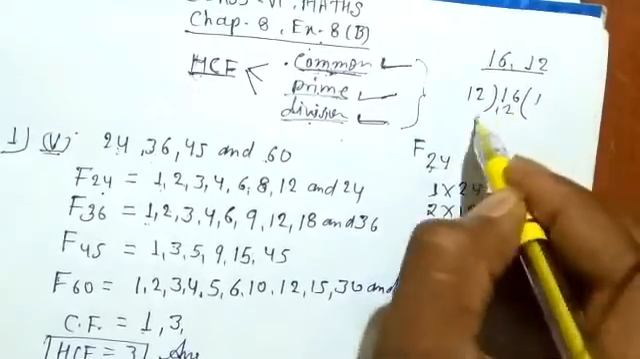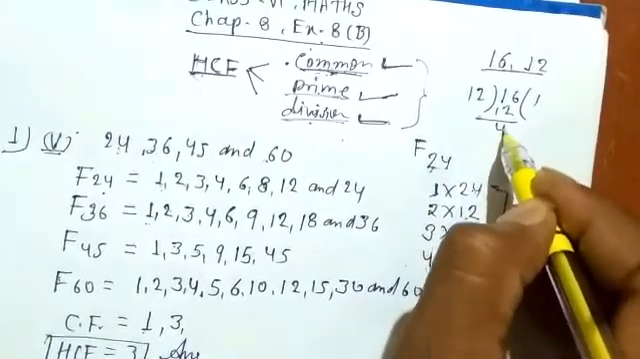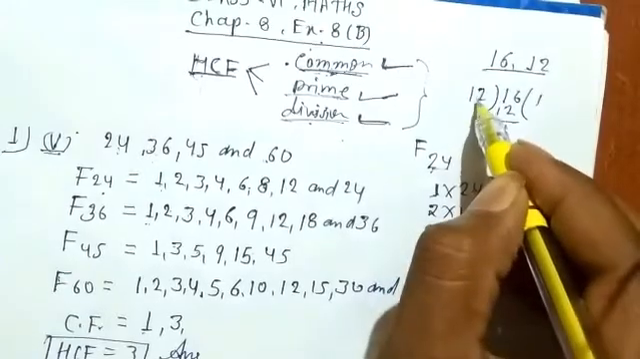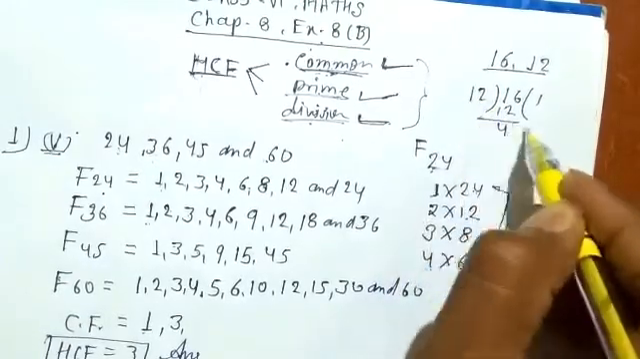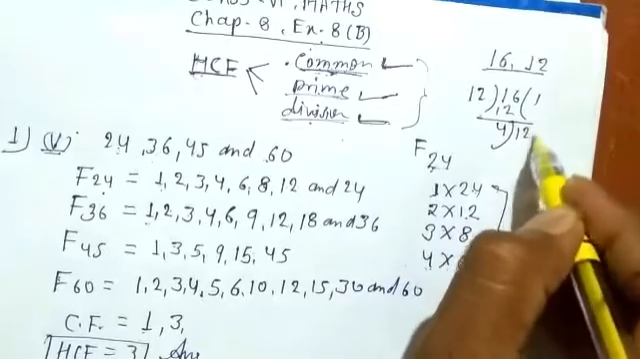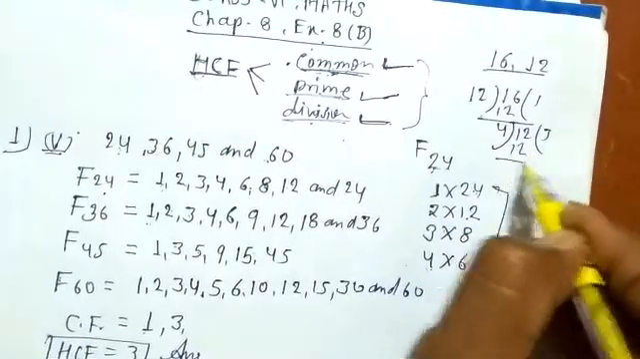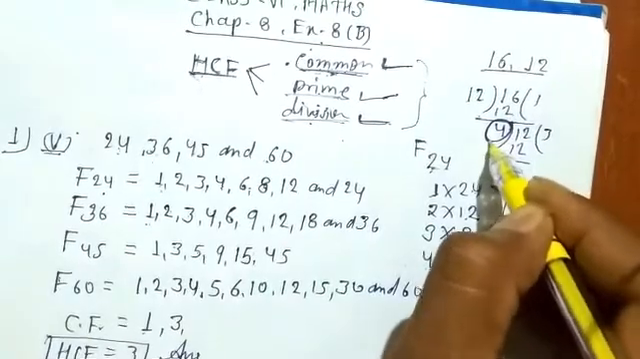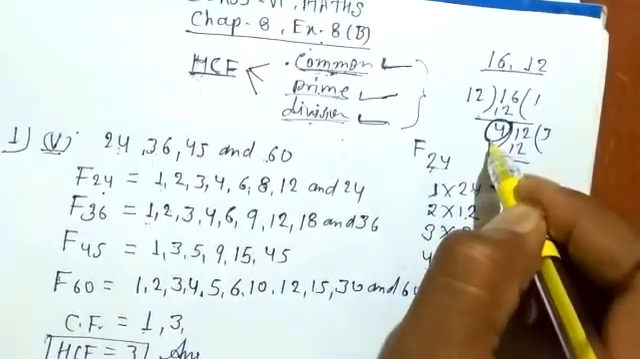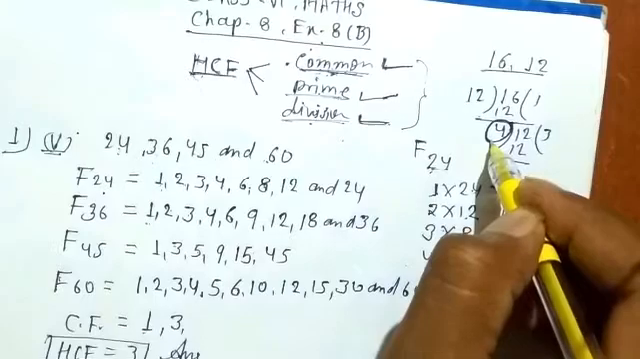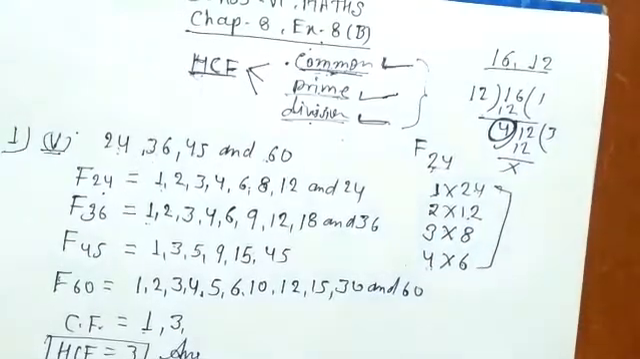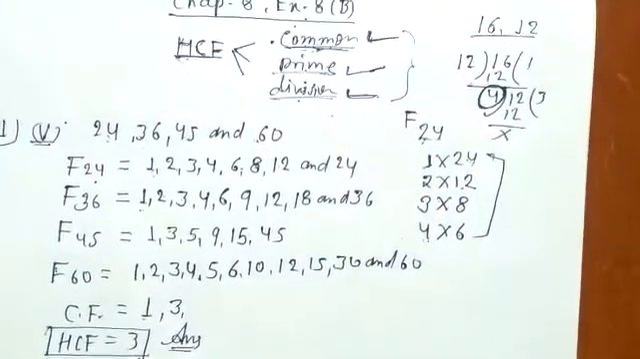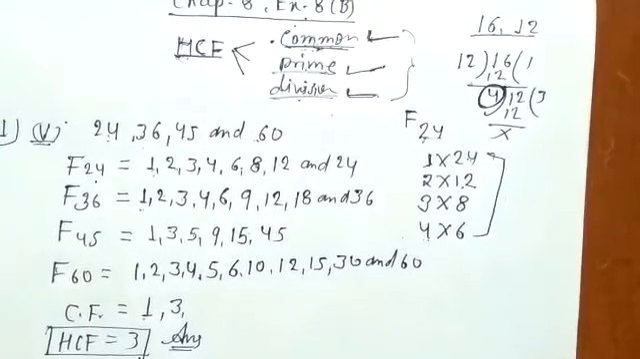12 1s are 12, remainder is 4. Now this remainder will be the next divisor, and 12, the divisor, will be the dividend. So 4 3s are 12. Simply, the last divisor of the division method process is called the HCF of these two numbers. I hope you have understood these questions of exercise 8b. Now next question.